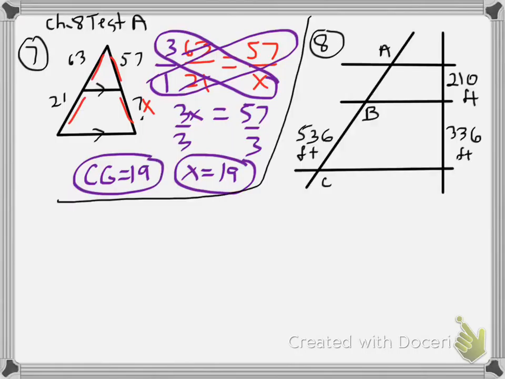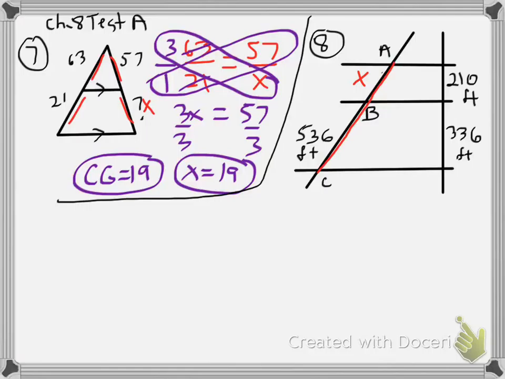Okay, in question 8, walkers in a park have different benches where they can stop and rest. How far is it between bench A and bench C? So they want to know how far is it from here to here. Well, I don't know how far it is because I don't know the length A to B. That's what I need to find out. So then I can add the two lengths. I can add the x to 536.